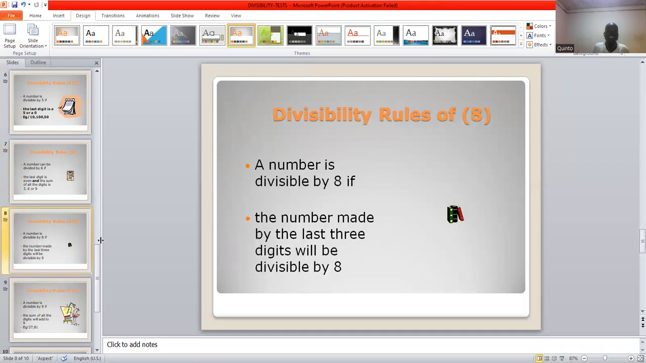Let's see the divisibility test of 8. A number is divisible by 8 if the last three digits can be divided by 8.